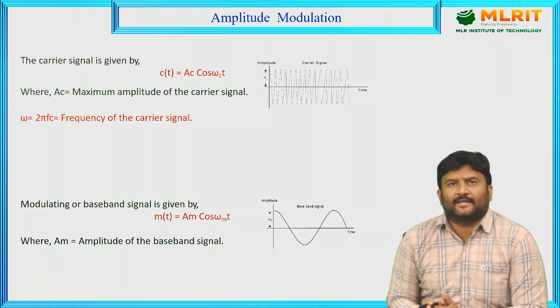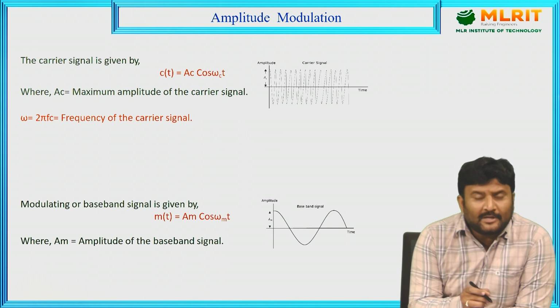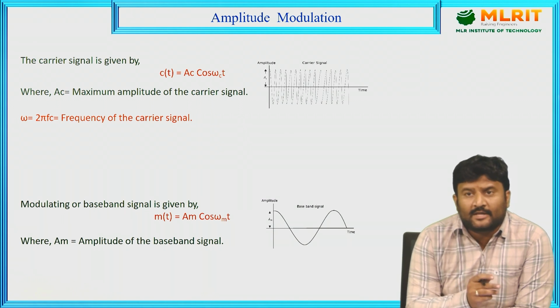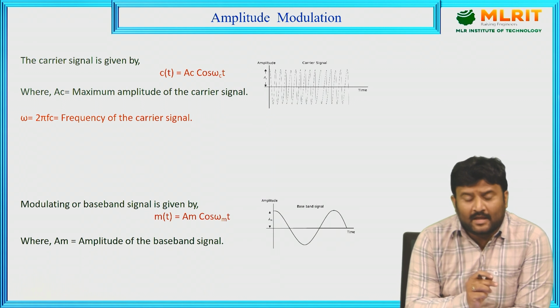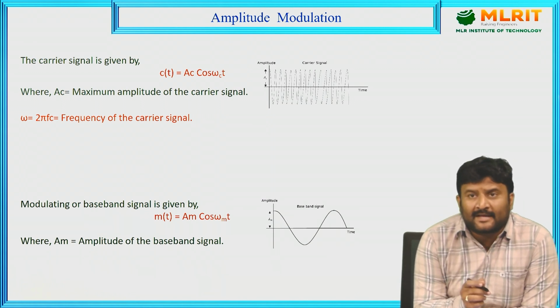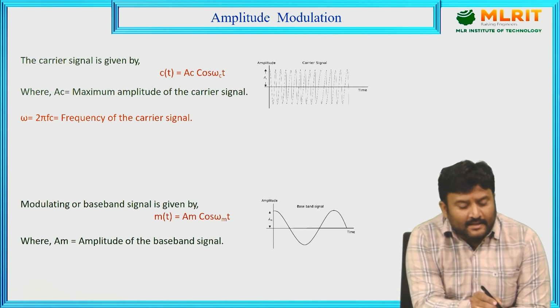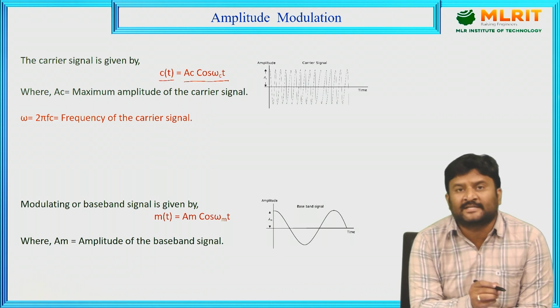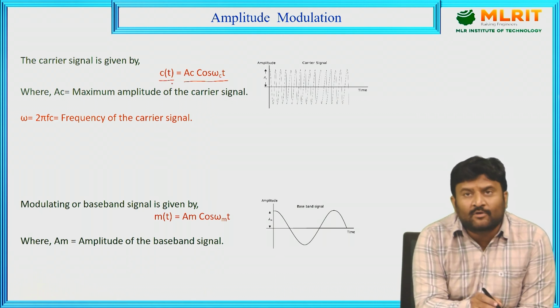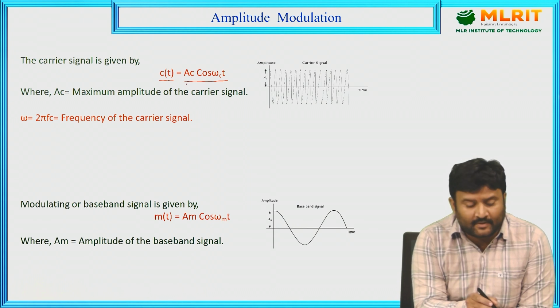Mathematically, I am explaining clearly one by one. Amplitude modulation means taking two signals, one is the message signal and the other the carrier signal. Here I am taking first the carrier signal. Mathematically, I represent the carrier signal as c of t is equal to Ac cos omega ct. What is c of t?